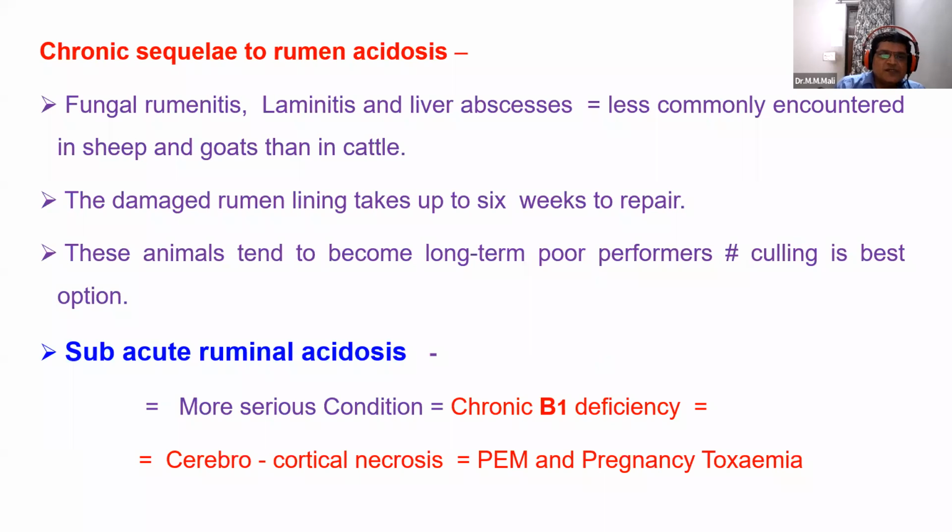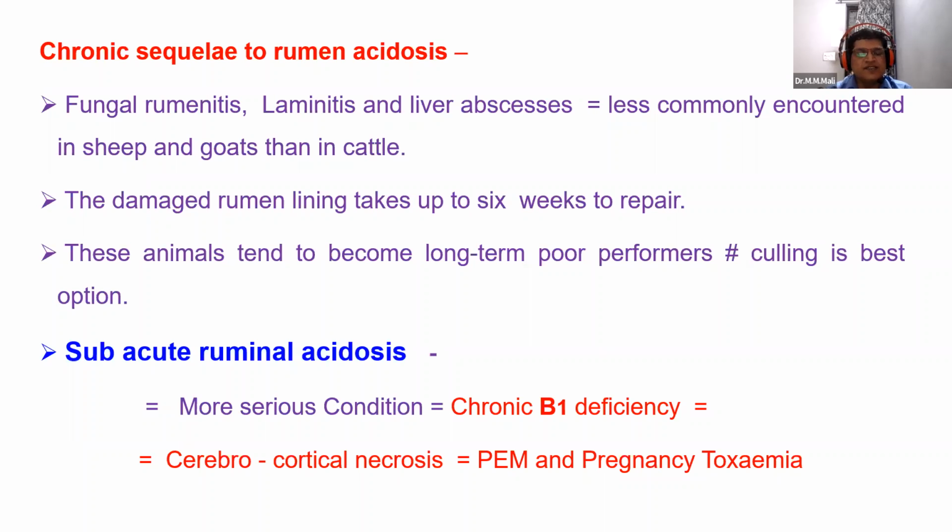So, by this point, we can easily understand the significance of the recovery rate or prognosis of an animal having ruminal acidosis. It takes around 6 weeks to repair the damage in the rumen wall. These animals tend to become long-term poor performers.